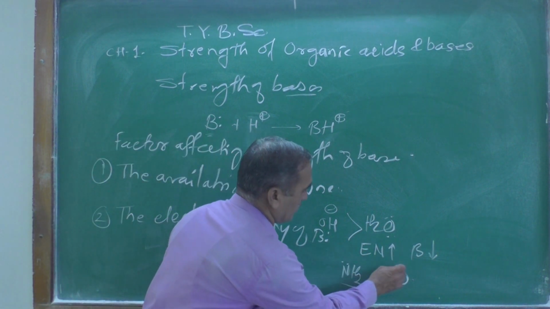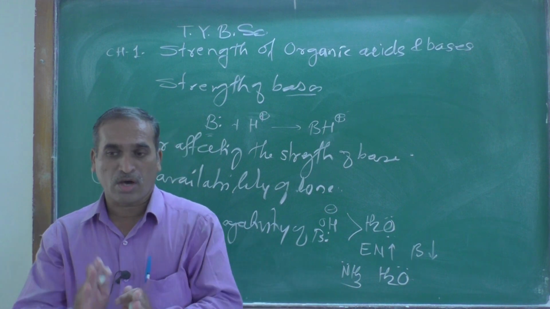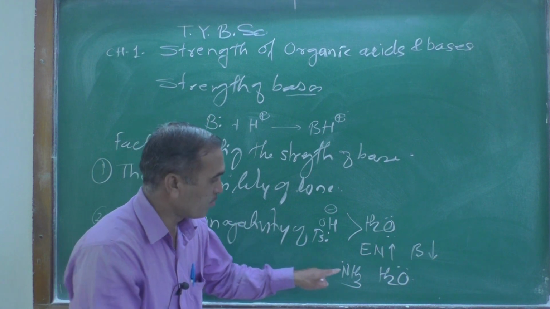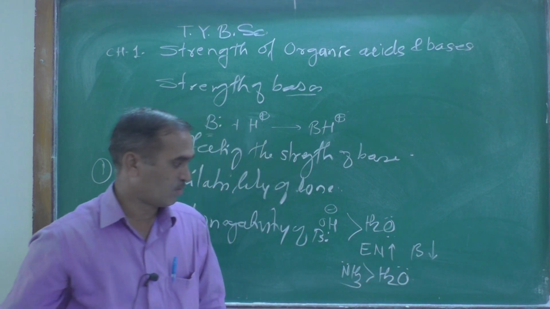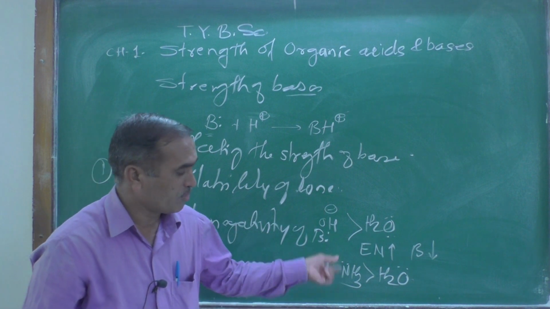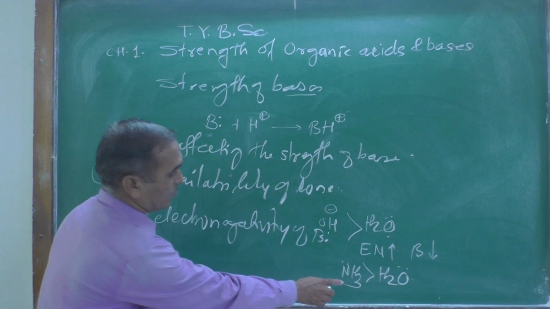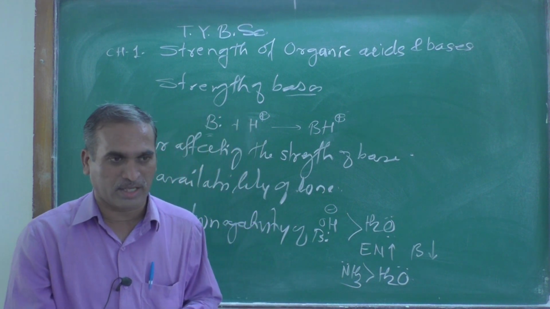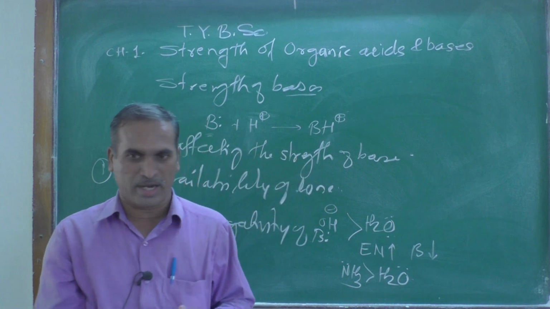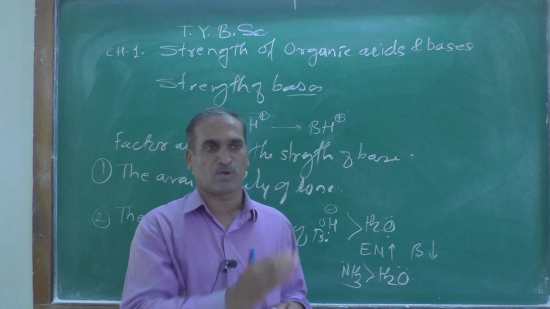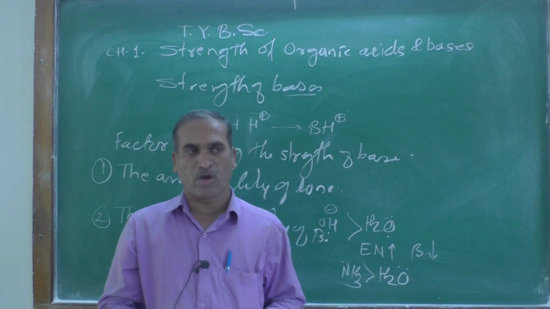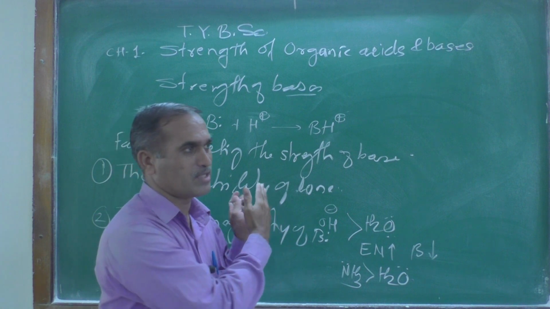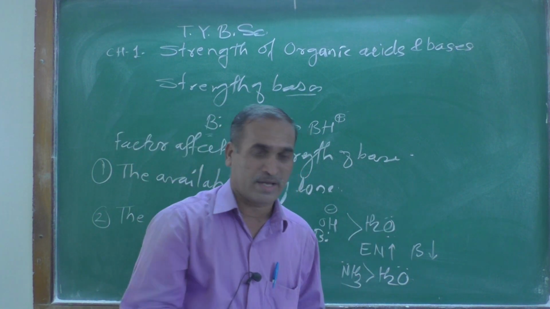Now, according to you, which one is more basic in nature? Ammonia is more basic than the water molecule, right? Ammonia is more basic because if you look at the electronegativity, as we move across the period, the second row of the modern long form of the periodic table, the electronegativity goes on increasing from left to right.